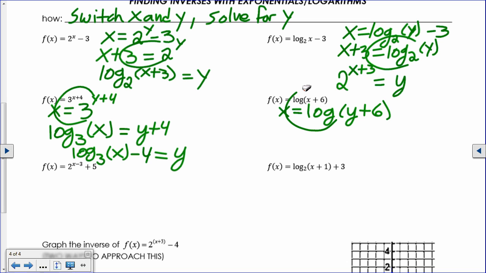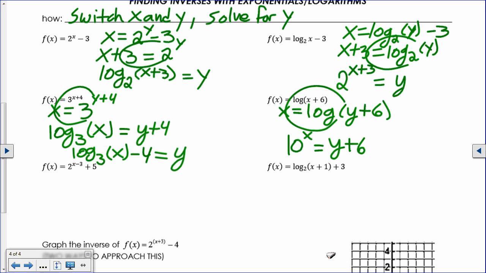You gotta do a roundabout. You start at the base and you go towards the number on the other side of the equation. So, what's the base? 10, and an x on the top equals y plus 6. And then you get here.